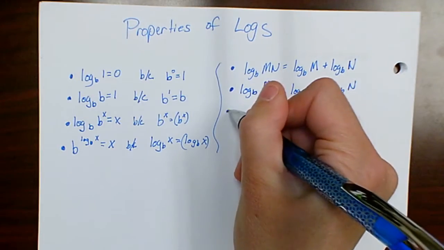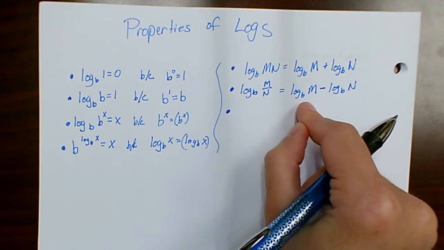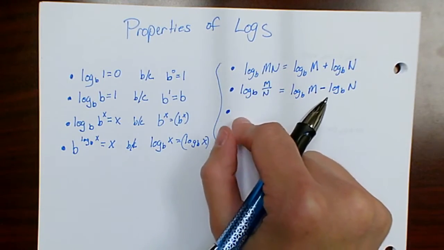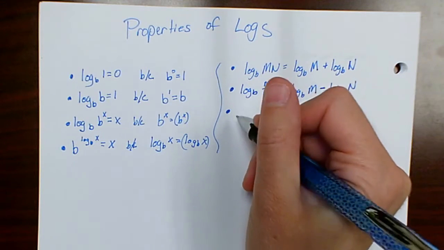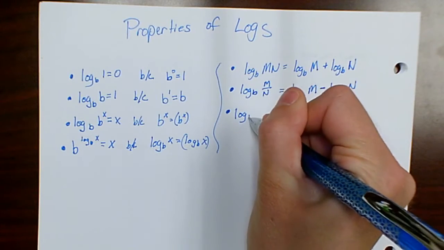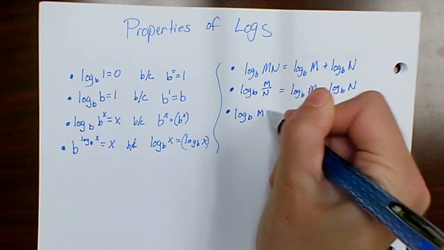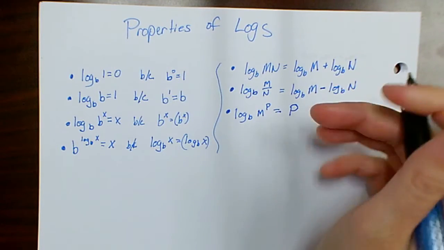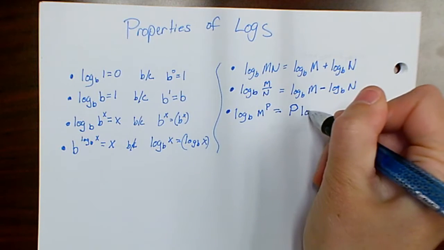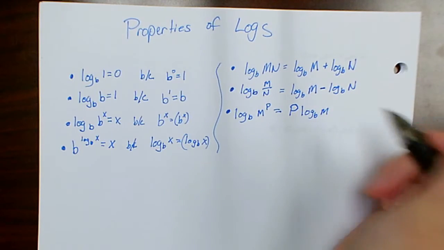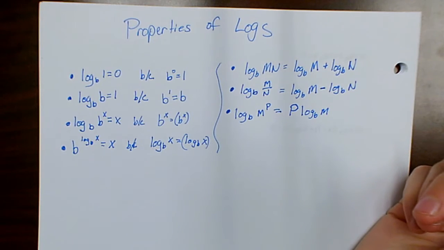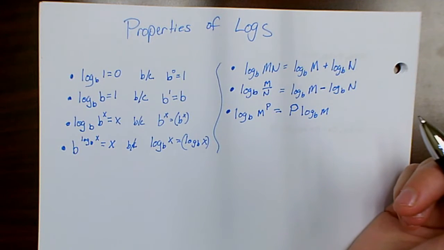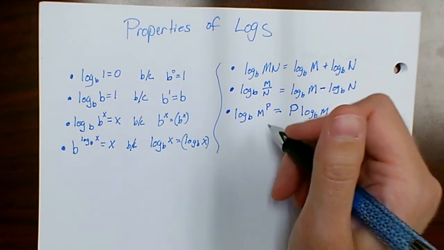And then we have what's called the power rule. That was called the quotient rule because we have the quotient. Now we have the power property. So if we have log base b of m to the p power, we can rewrite that so that p is a coefficient of log base b of m. And these properties, they surprise me. It's just so crazy. It's magic to me sometimes.